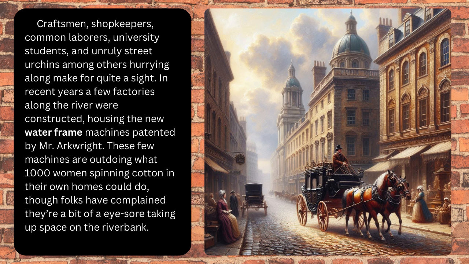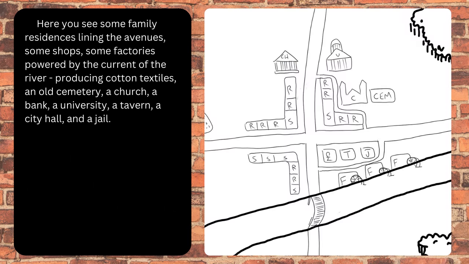In recent years, a few factories along the river were constructed, housing the new water frame machines patented by Mr. Arkwright. These few machines are outdoing what 1,000 women spinning cotton in their homes could do, though folks have complained that they're a bit of an eyesore taking up space on the riverbank. Here you see some family residences lining the avenues, some shops, some factories powered by the current of the river producing cotton textiles, an old cemetery, a church, a bank, a university, a tavern, a city hall, and a jail.